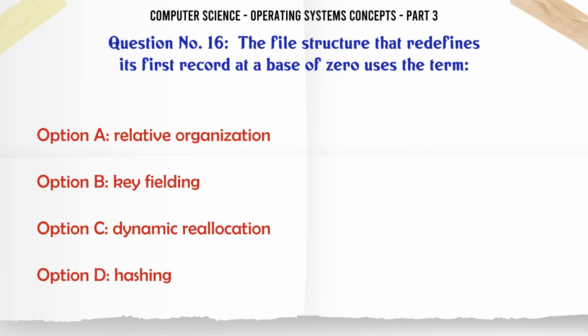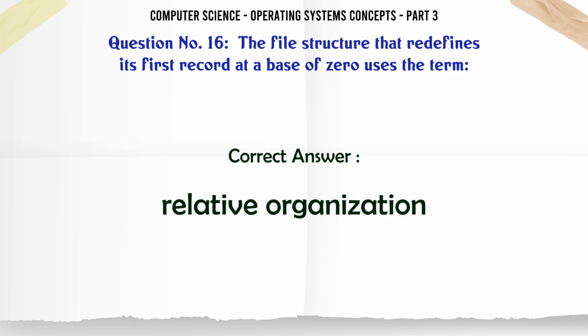A. Relative organization. B. Key fielding. C. Dynamic reallocation. D. Hashing. The correct answer is relative organization.